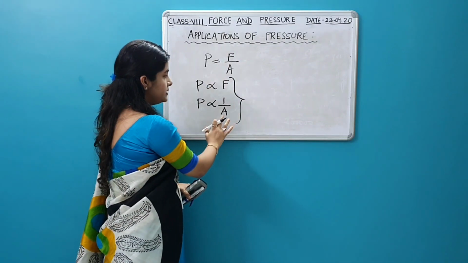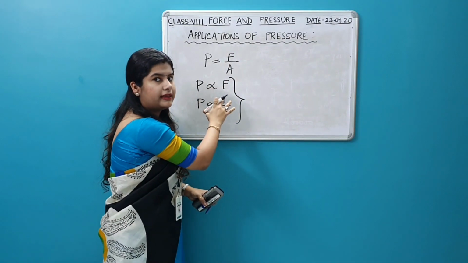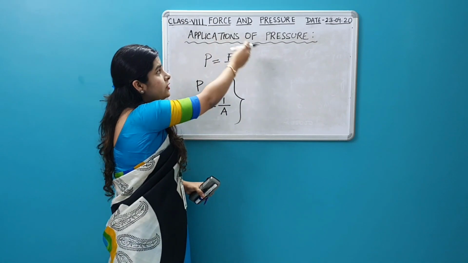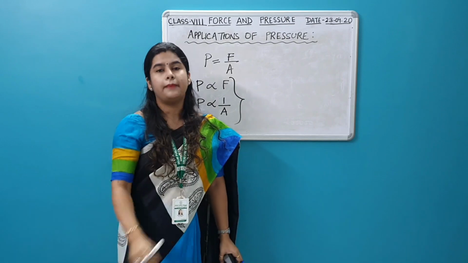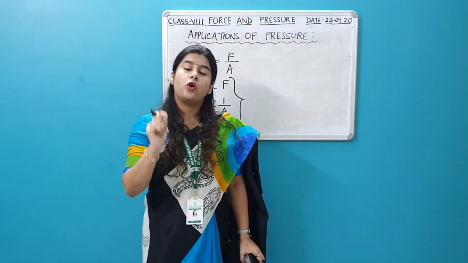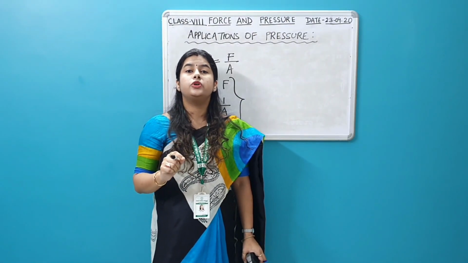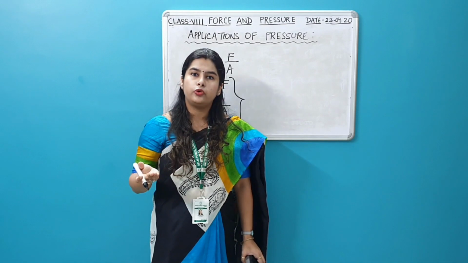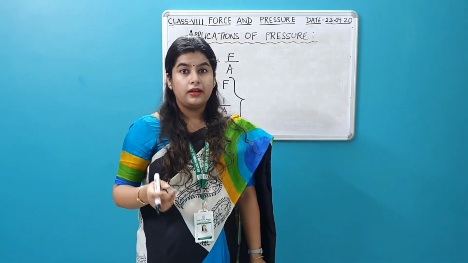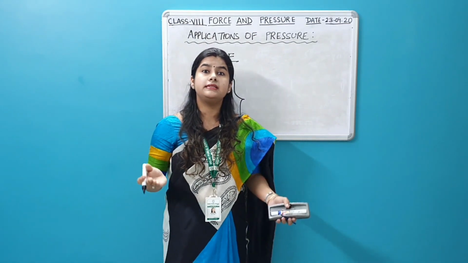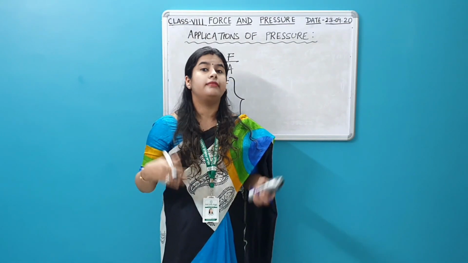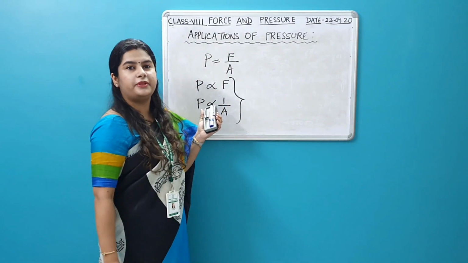Based on these things, this is the key to solving any kind of application-based question. For example, let me discuss one. It is very easy to cut vegetables or fruits with a sharp knife than a blunt knife. Why is it easier to cut with a sharp knife than a blunt knife? Do you know the reason? You will get the answer from here.